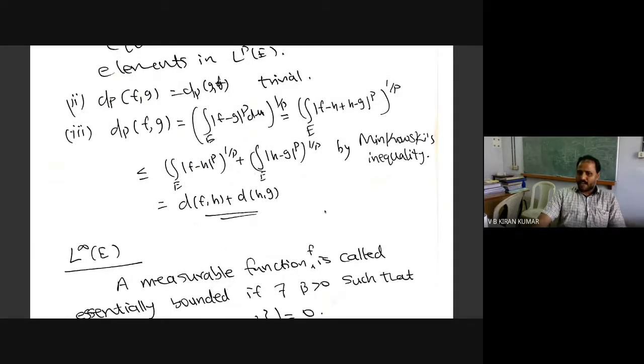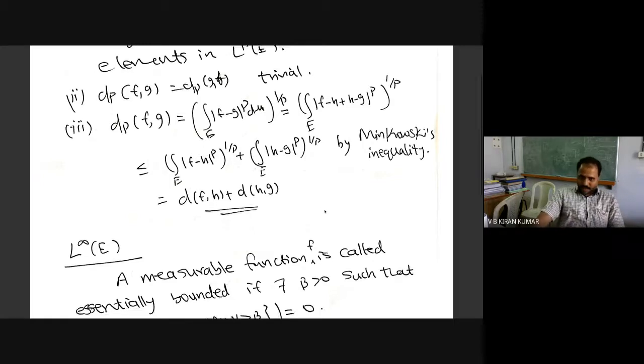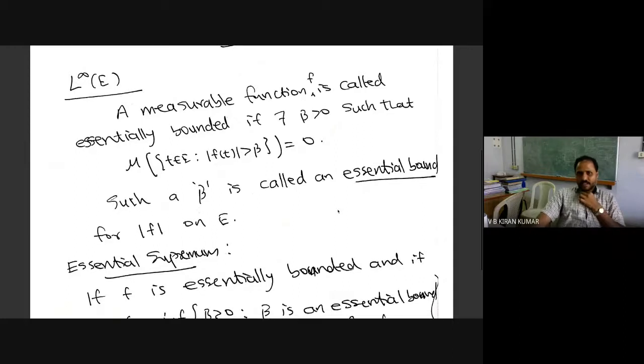Now we are going to introduce the corresponding p equal to infinity case. For L infinity of E, we need some notion called essential boundedness. A measurable function f is called essentially bounded. Essentially bounded means that the function need not be bounded, but what we need is some bound such that beyond it, the values of f are taken only in a set of measure 0.